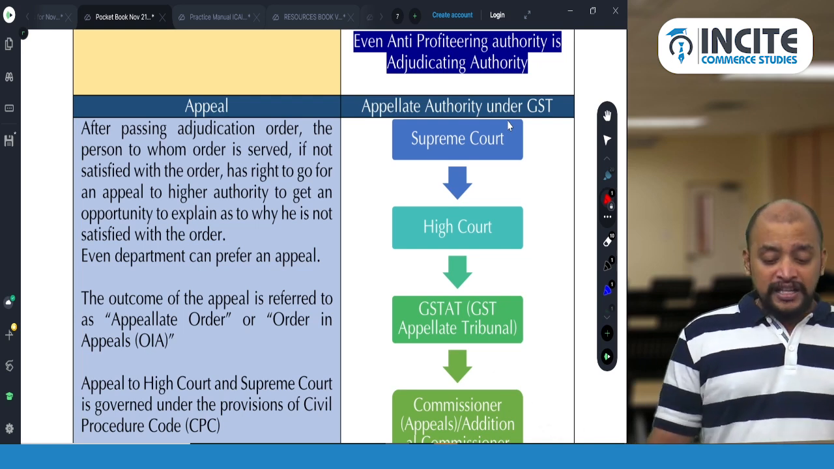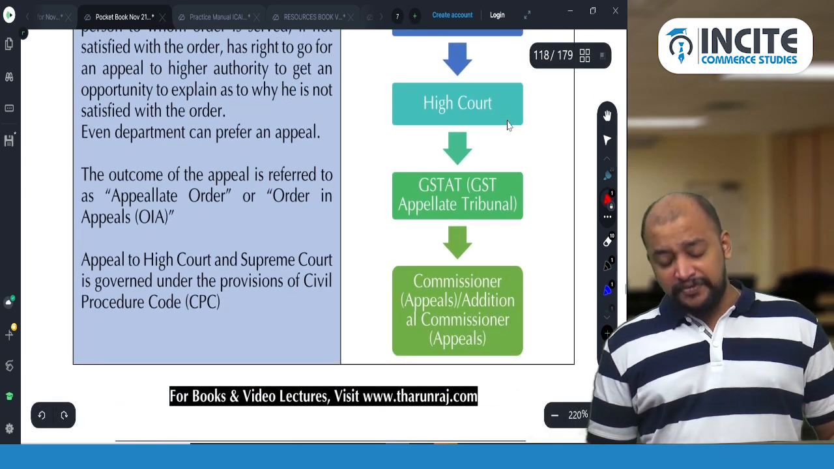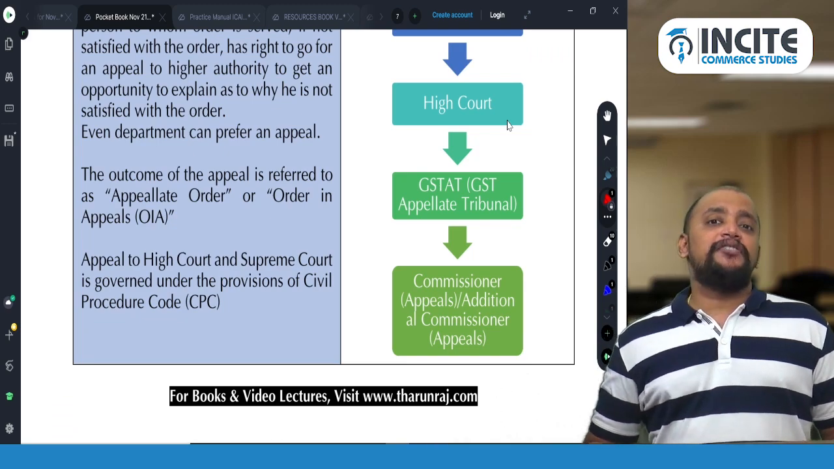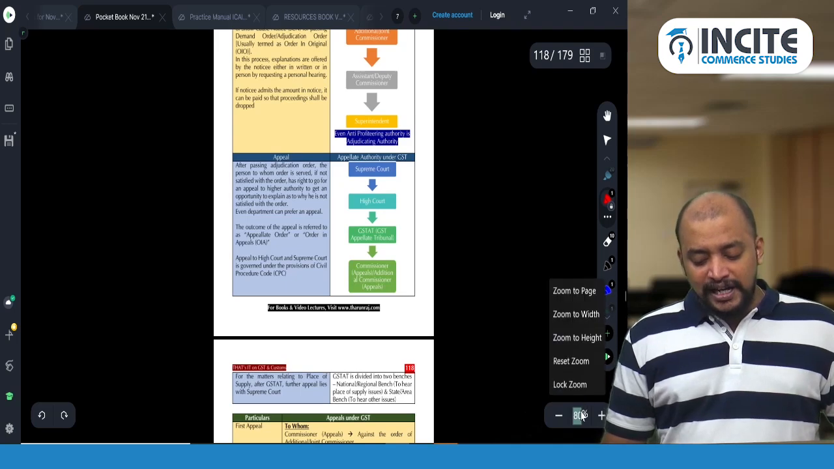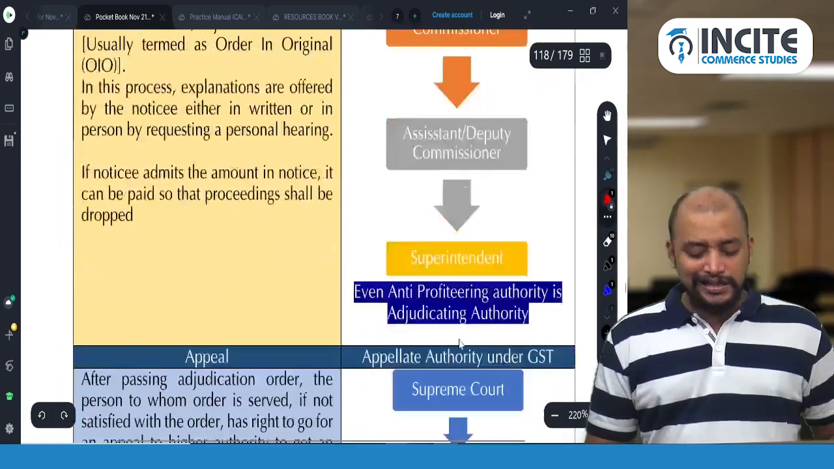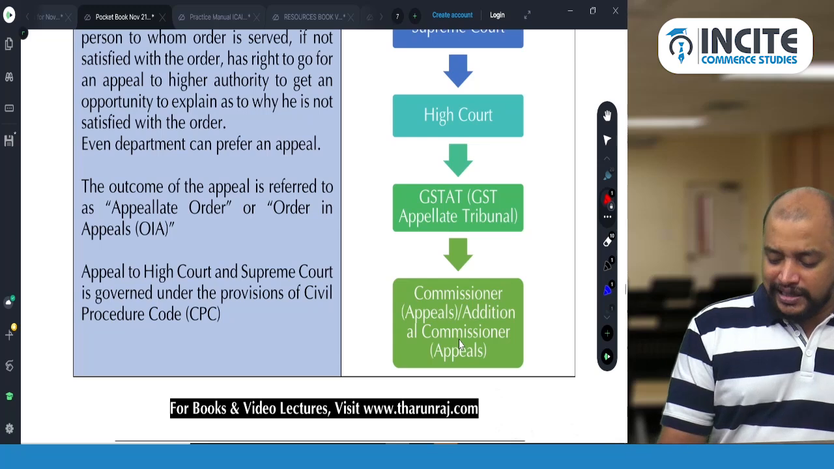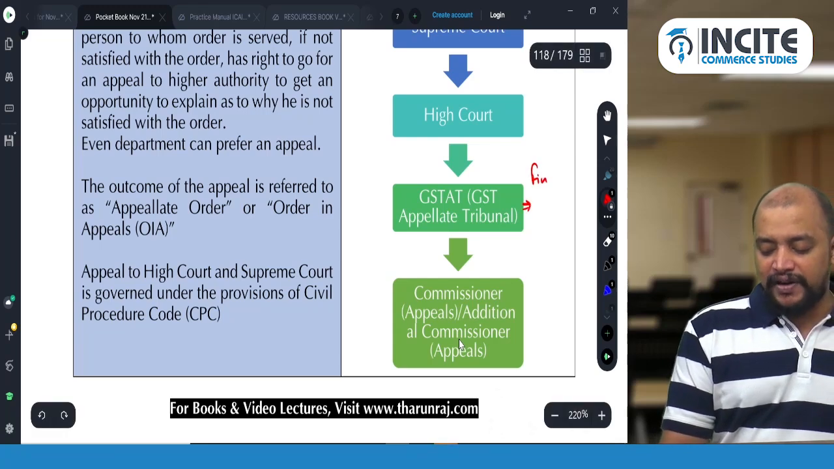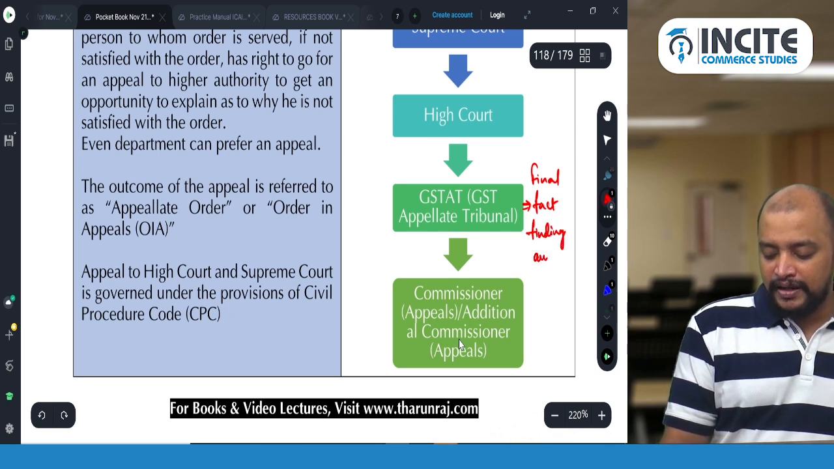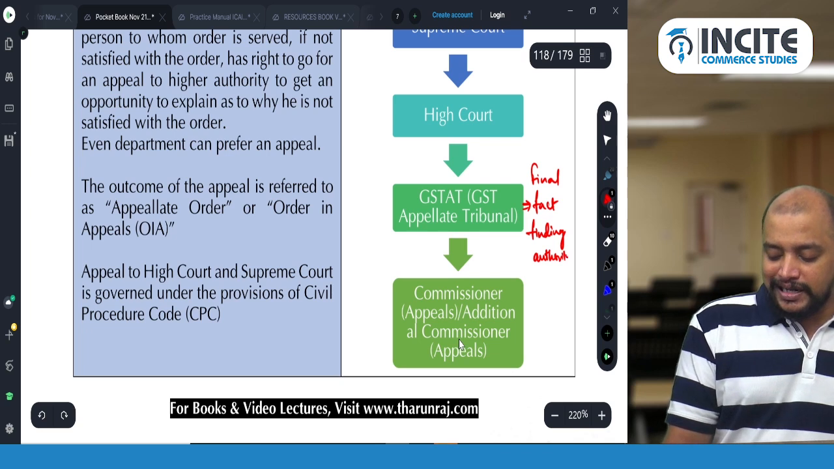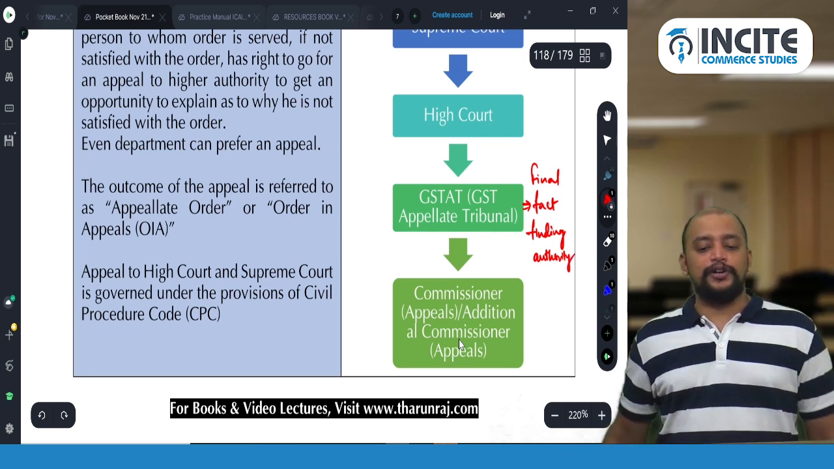And remember, on question of law versus question of fact, if there is a question of fact, the final fact finding authority is GSTAT. So GSTAT is the final fact finding authority.